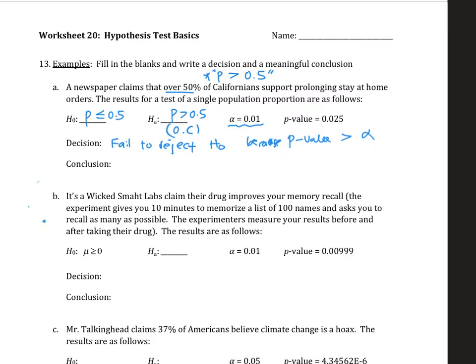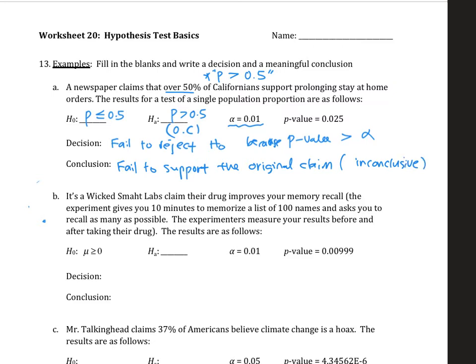And I noticed that the original claim is HA, which is opposite of H naught, and we failed to reject H naught. If we reject H naught, we'll support HA, which is the original claim. But here we failed to reject H naught, so we'll do the opposite, which is fail to support the original claim. You can here also say inconclusive because we failed to reject H naught.